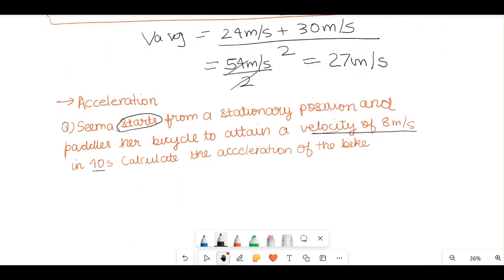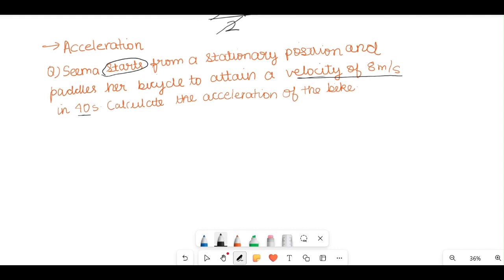We now move on to the fifth type, that is based on acceleration. Seema starts from a stationary position and pedals her bicycle to attain a velocity of 8 meters per second in 40 seconds. Calculate the acceleration of the bike.